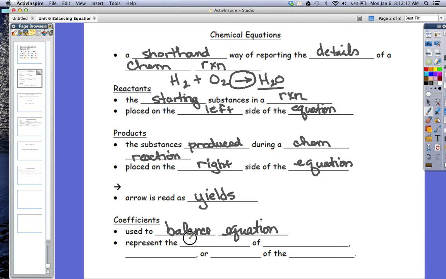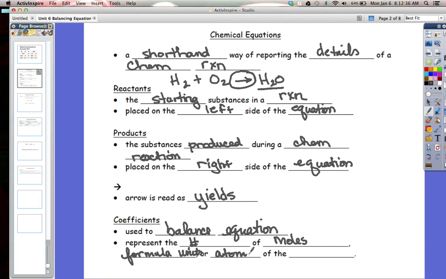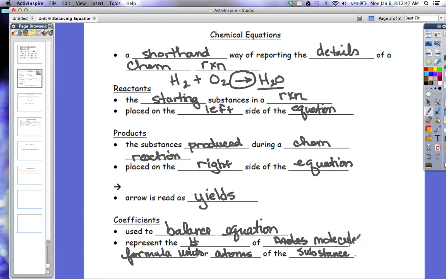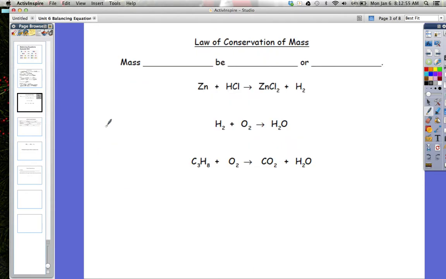And they represent the number of either molecules, formula units, or atoms of a substance. Actually, instead of putting moles there, let's just change that to molecules. All right, so that's how you break down a chemical equation. And so let's look at a couple examples.